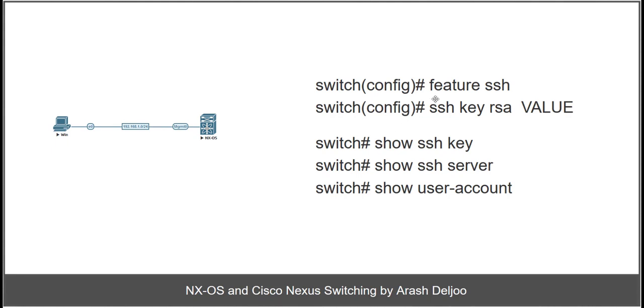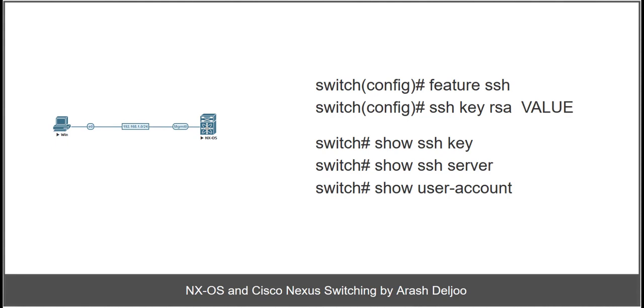Before configuration, here you can see the commands we need. First, we need to enable the feature SSH with the feature ssh command, and then ssh key rsa with the key length value. And after that, you can see the SSH key, and you can see whether the SSH server is enabled or not, and also the users that you define.